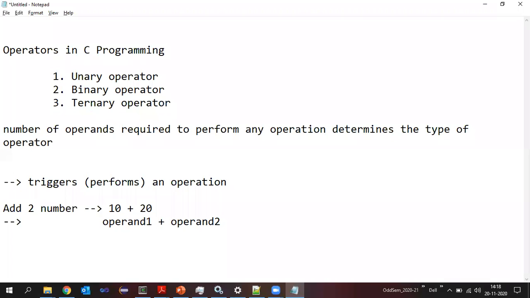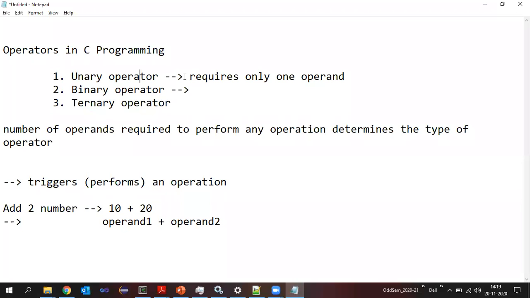Now here, when I say unary, it means it requires only one operand. So what are unary operators? Unary operators are the operators which operate upon only one operand. Means if I want to perform a certain type of operation, it requires only one operand. Okay, what are the different classifications? We will examine later.